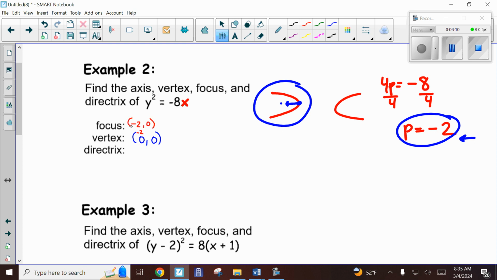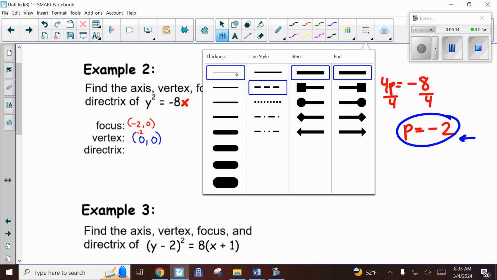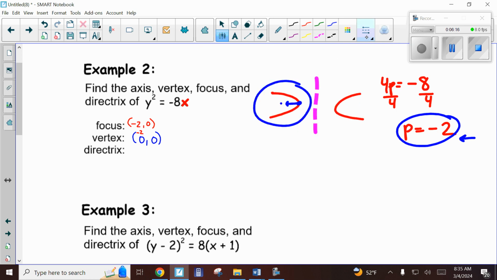And then the directrix is always going to be in the opposite direction. So if I go in the opposite direction, that would be +2. So I put a +2 right here. I should have used probably a solid line. So let's go +2. So that's going to be a +2 for the x, and because it's x, it's going to be x equals 2.